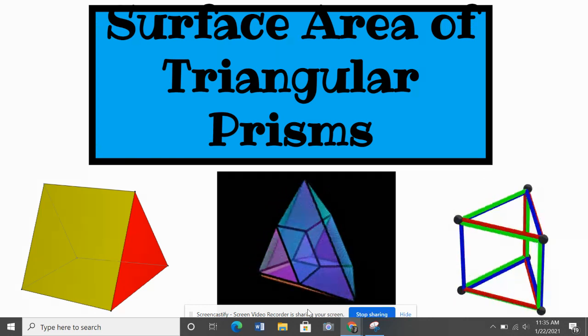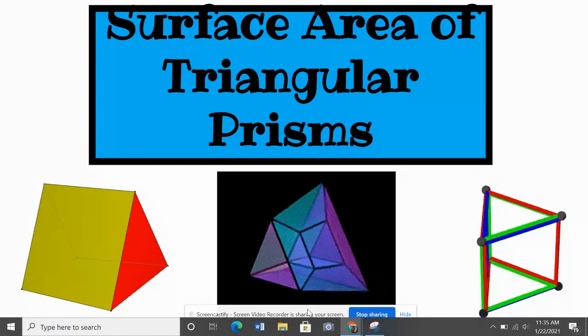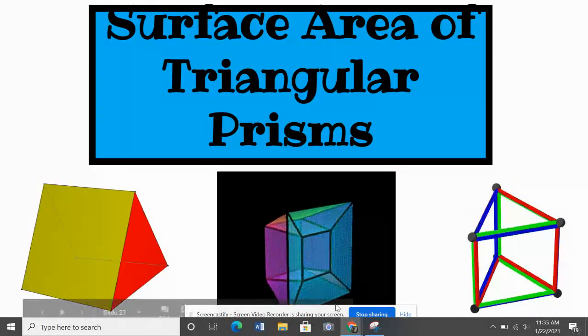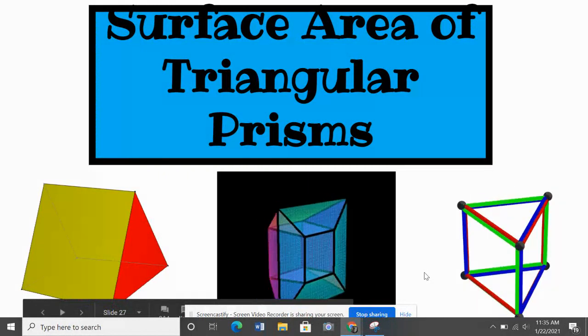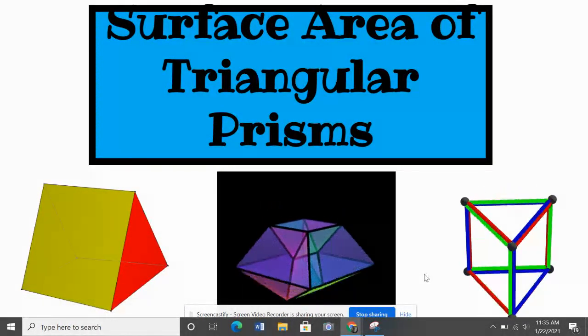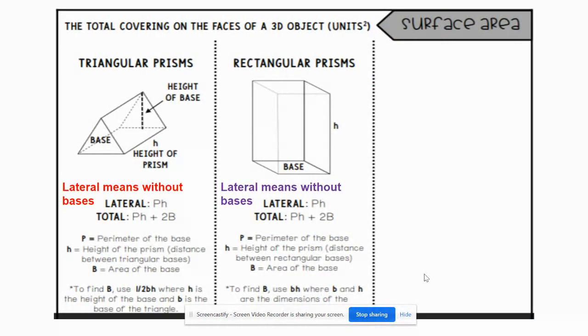We're now focusing on the surface area of triangular prisms. Today I'm going to focus on the total surface area of a triangular prism. Let's take a look. When we talk about surface area, remember it is the total covering on the faces of a 3D object. The unit of measure is units squared.